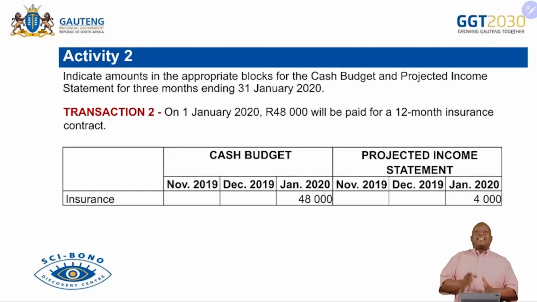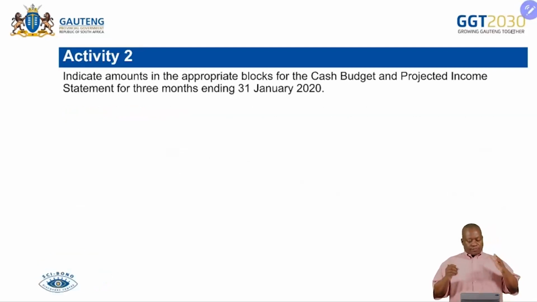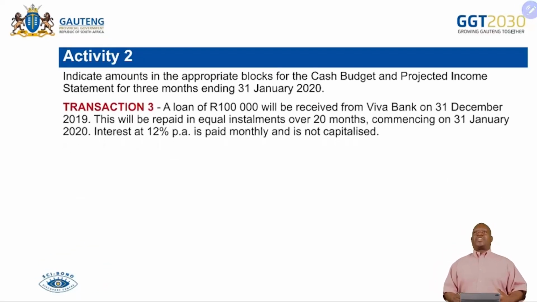So it means as an expense, it's now going to be spread. Remember, when you get to the projected income statement, we are only recording income and expenses. Let's spread it. We divide 48,000 by 12. We get 4,000. So the expense for January is 4,000, February 4,000, going forward. The payment is 48,000, but the expense is 4,000 for January. And then we go to transaction number 3.